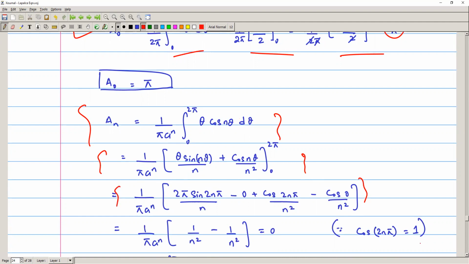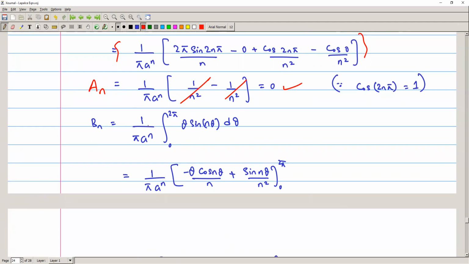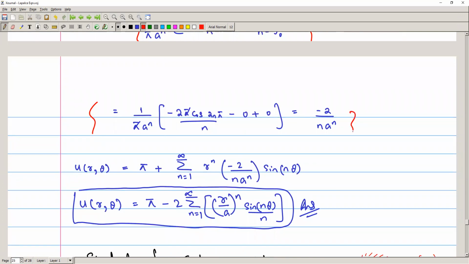Here we can see the step-by-step solution for this integral, and we applied the limits here. Then we came here, this is 1 over n squared, 1 over n squared, therefore they cancel each other, right? So it's 0, and now it equals 0. So a n is equal to 0. Now we will calculate b n, therefore b n is equal to, again, the integral of theta times sine n theta. We will solve the integral. This is the integral, and we can solve this integral. So here is the result for this integral step by step, and it's negative 2 over n times a to the power n.